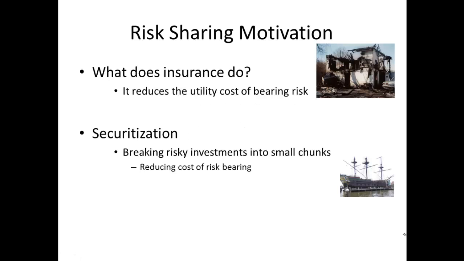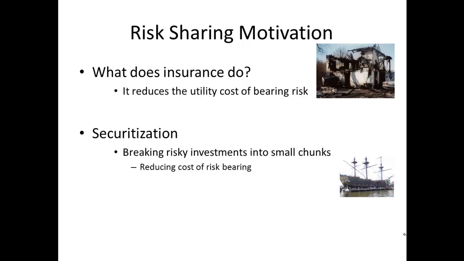All right, let's motivate this topic. The general heading here is risk sharing. And we can think about it by asking the question, what is it that insurance does? And here's a picture on the right-hand side of a house that's burned down. What's that meant to signify? Well, of course, it's an unhappy event. But what it also means is that a lot of wealth has been lost.